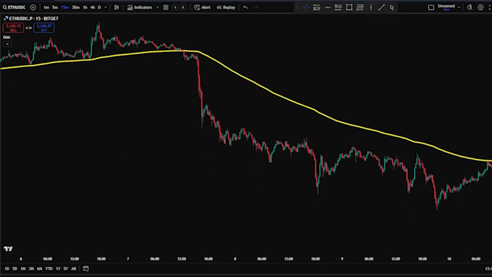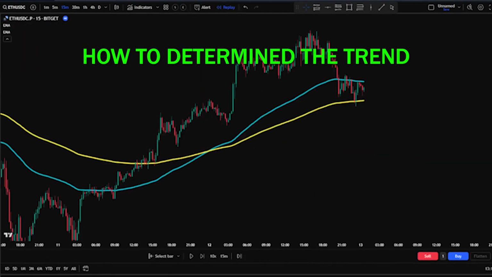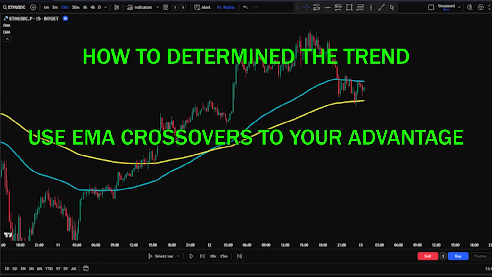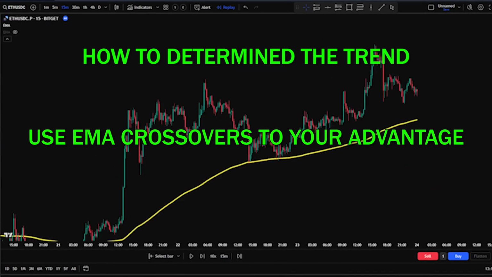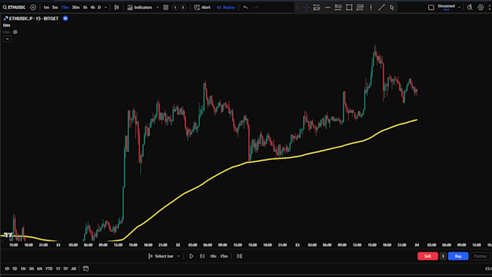I'll repeat once more what you'll be able to do after this video. You will know how to determine the trend using the EMA. You will know how to use EMA crossovers to your advantage and how to successfully trade EMA dynamic support. At the end of the video, I'll show you a secret way to avoid sideways markets using the EMA.